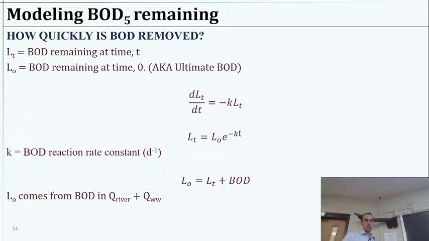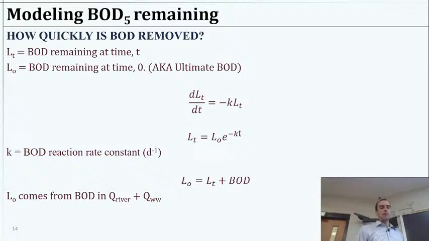Okay, so there's a few questions as we start approaching what happens to the BOD. I'm just going to introduce them briefly, and then we'll stop and pick up here next time. So BOD is going to be removed based on how much BOD is remaining. Since microbes are eating food, they're going to eat more when there's more food. They're going to eat less when there's less food. Okay, that's what we're saying here.